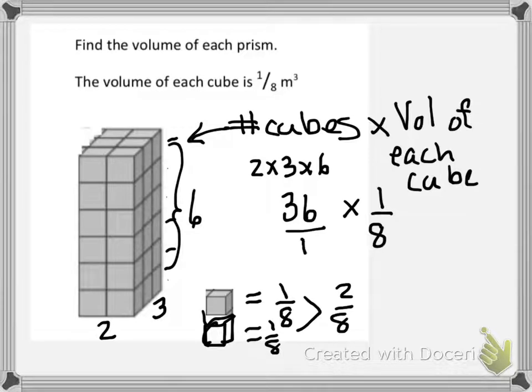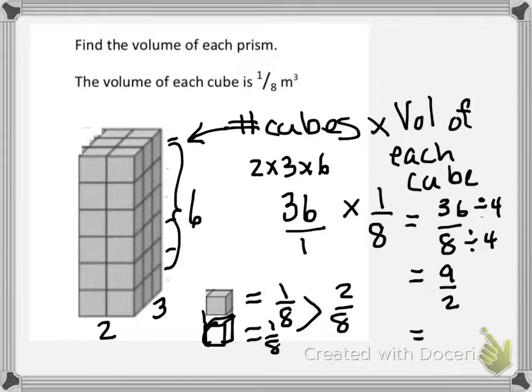If we multiply straight across, that would give us 36/8 as the total volume. And then the last step would be to simplify this. If I divide both numbers by 4 to simplify it, that would give us 9/2, and that's the same thing as 4.5. So the volume for this whole shape is 4.5 meters cubed.